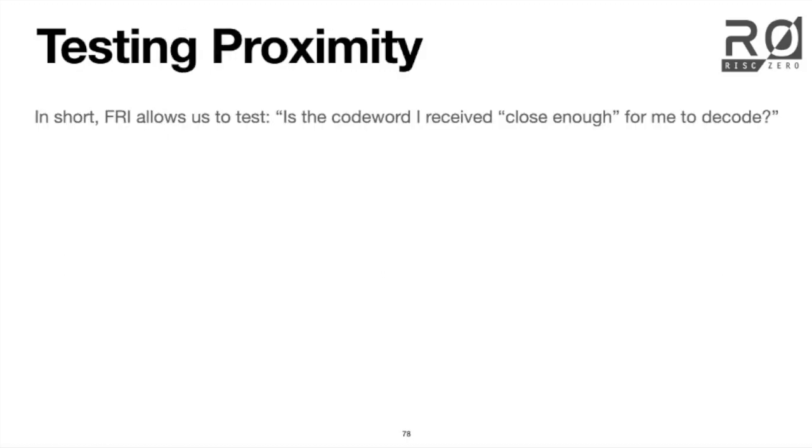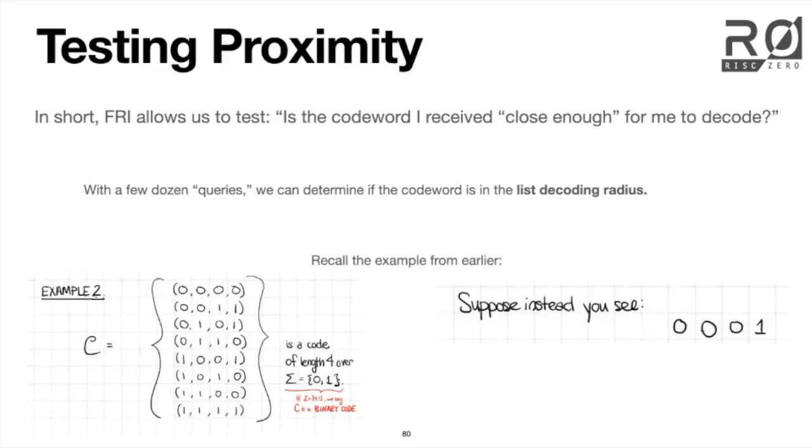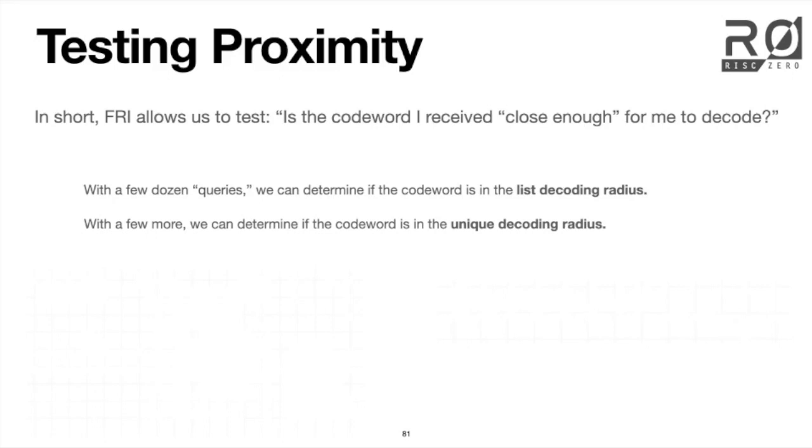So to boil it down, FRI gives us the tools to test: is the code word I received close enough for me to decode? With a few dozen queries, I think in our protocol we're doing 50-something right now, we can determine if the code word is in the list decoding radius, meaning there are a few viable closest code words. This was our example that we saw earlier of a list decoding situation. And with more queries, we can determine if it's in the unique decoding radius. We can actually find one code word that it corresponds to.